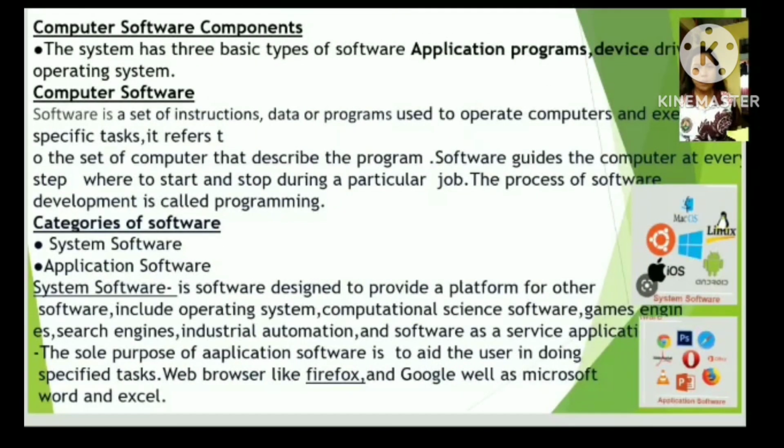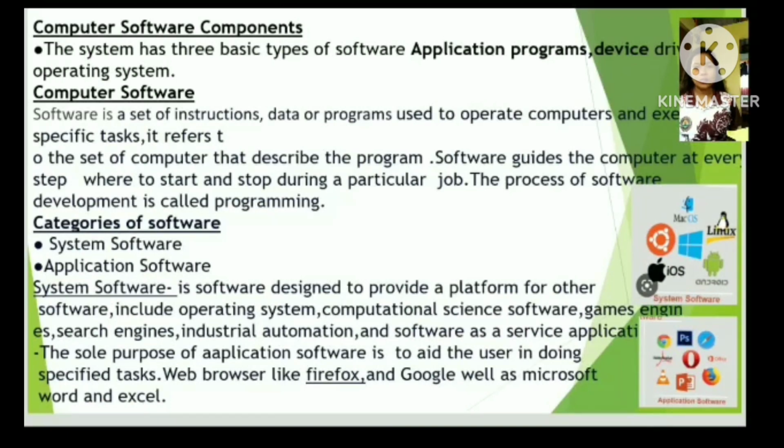Computer software components. Your system has three basic types of software. First is application programs, device drivers, and operating system. Computer software refers to the set of computer programs and procedures that describe the programs and how they are to be used. We can say that it is the collection of programs which increase the capabilities of hardware.